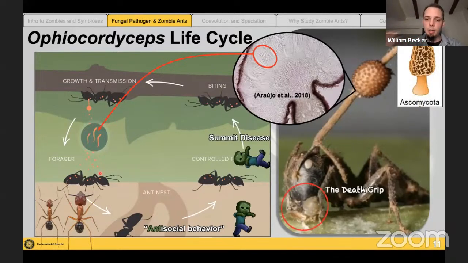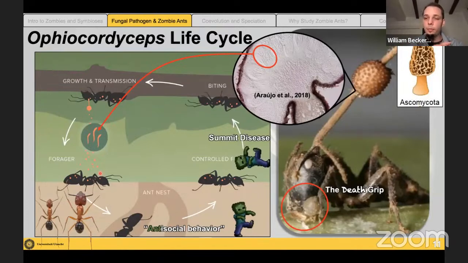And this ultimately leads to the third and probably the most famous behavioral manipulation in zombie ants, which is called the death grip. So the ants actually bite down onto the substrate that they're on and cannot let go. And they're still alive at this point. We have videos in the lab of them trying to pull themselves away, but they can no longer release that grip once it's established.